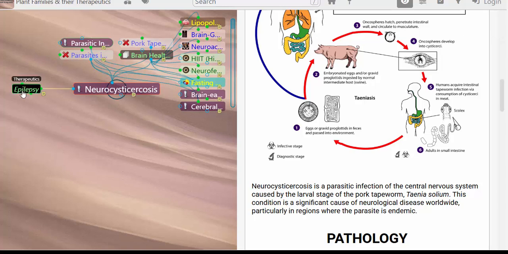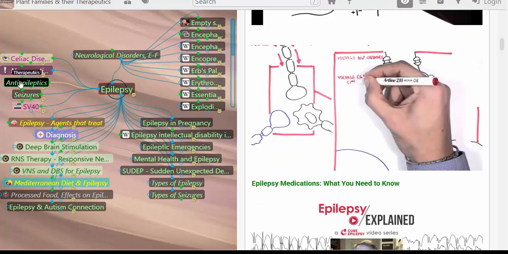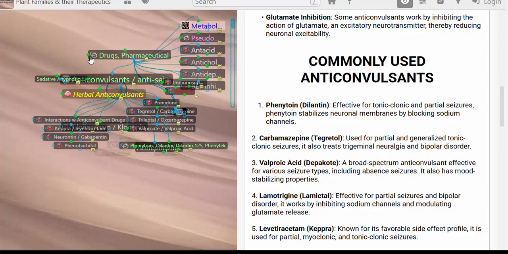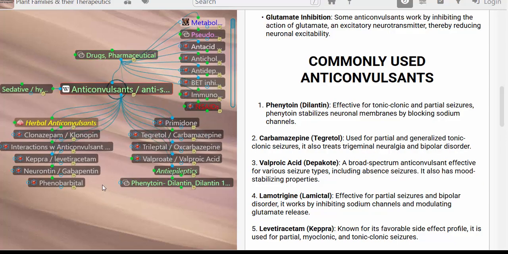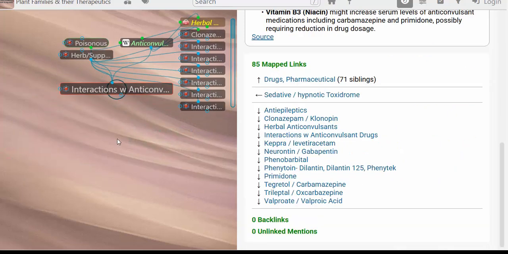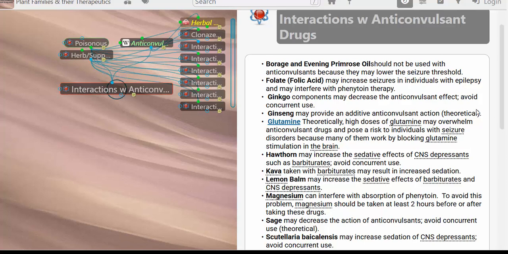And then we also want to take a look at anti-epileptics, and also those are the pharmaceutical drugs. And we're going to go up here to anticonvulsants, anti-seizure drugs, and then we're going to go to interactions with anticonvulsant drugs. Just in case somebody is using these, you need to be aware of interactions with those drugs.